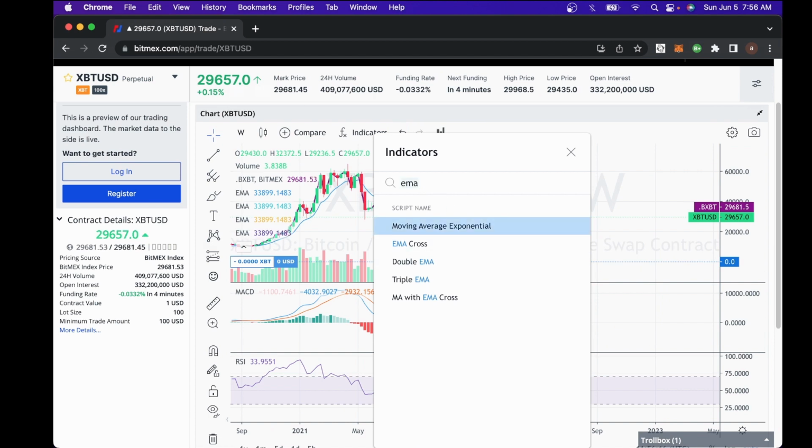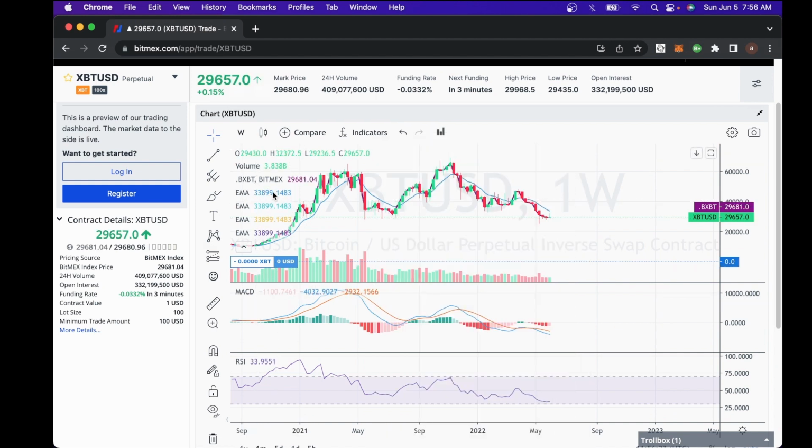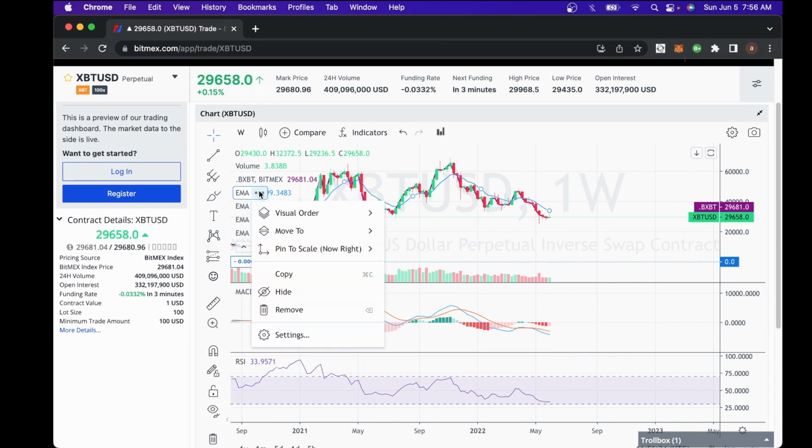I need one simple. Actually, you know what? We'll just leave it like that. We'll keep our 4 EMAs. We got our RSI. We got our MACD. And then let's leave it at that and then start setting these up.